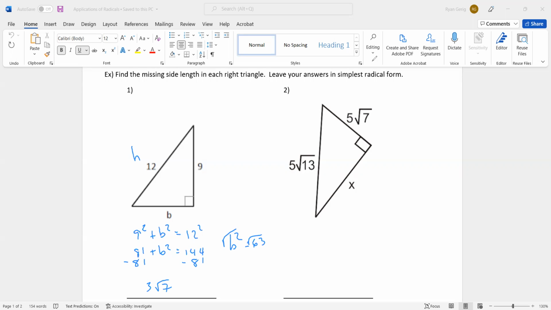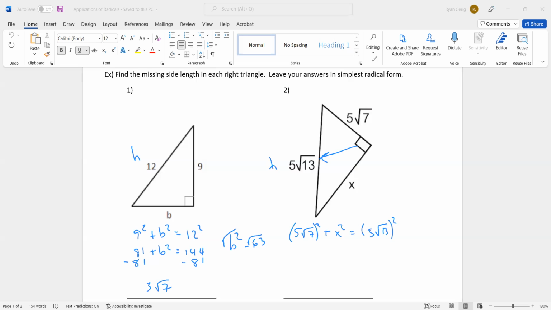Okay, number 2, quite a bit harder because there's radicals already there. The hypotenuse is 5 radical 13 though, right? Across from the right angle. I need a leg. So I have 5 radical 7 squared plus x squared equals 5 radical 13 squared. Notice I'm putting those in parentheses. Make sure you do that.